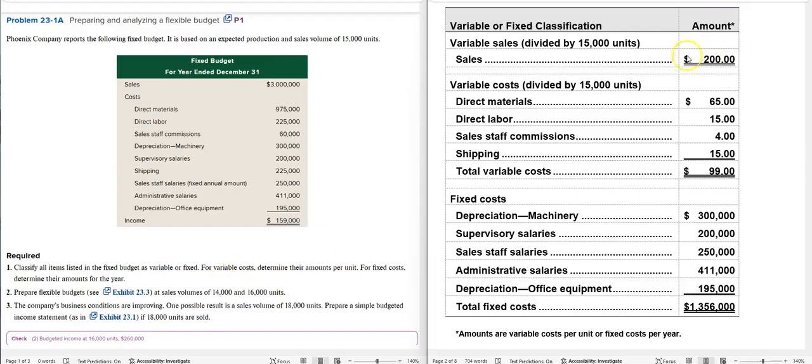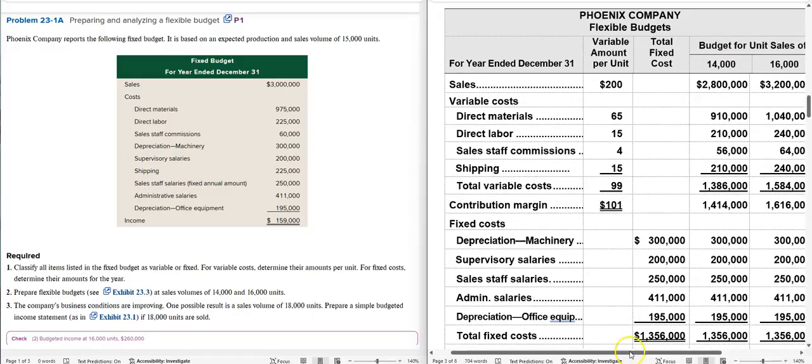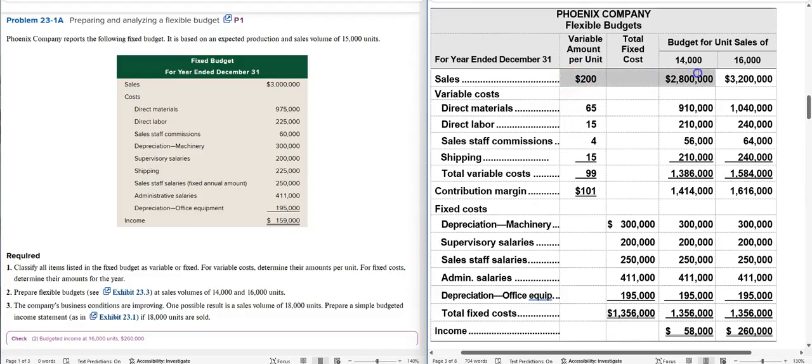We know that each unit is sold for 200. If we sell 14,000 units, $200 times 14,000 units, we are going to have sales of 2.8 million. If I'm preparing a budget for 16,000 units at a budgeted selling price of $200 per unit, we are budgeting sales of 3.2 million. 16,000 times $200 per unit.